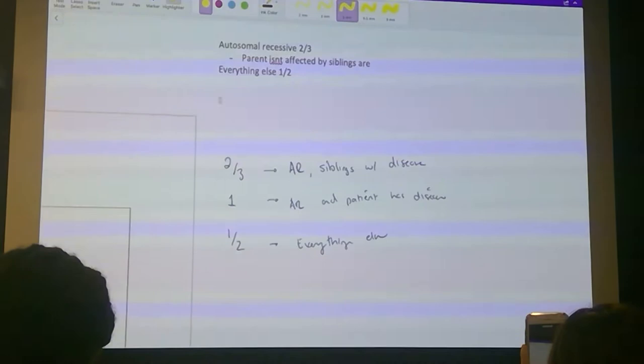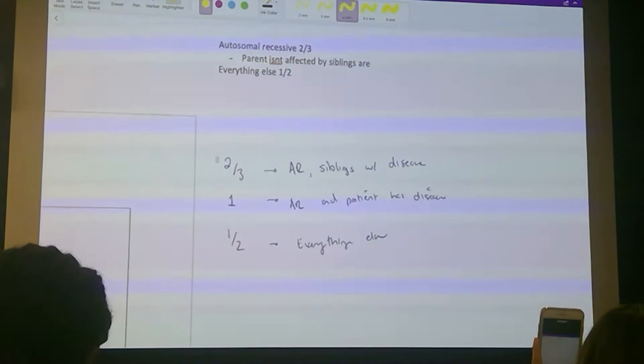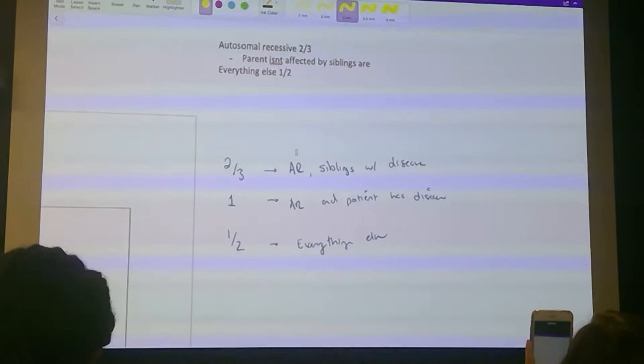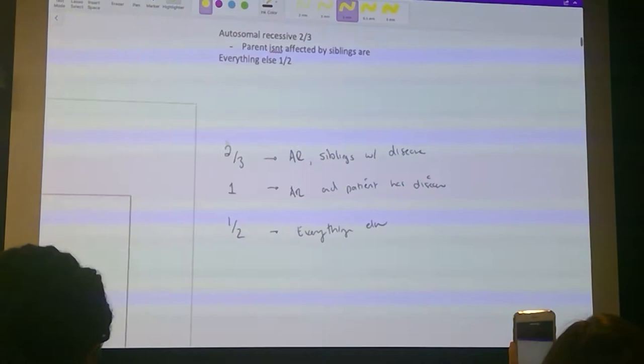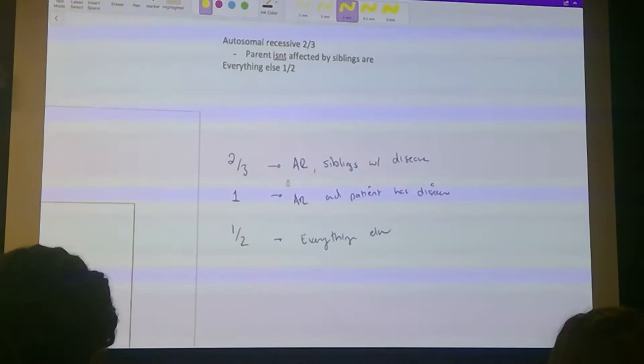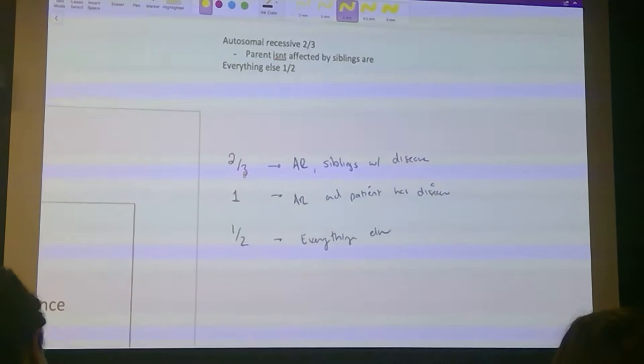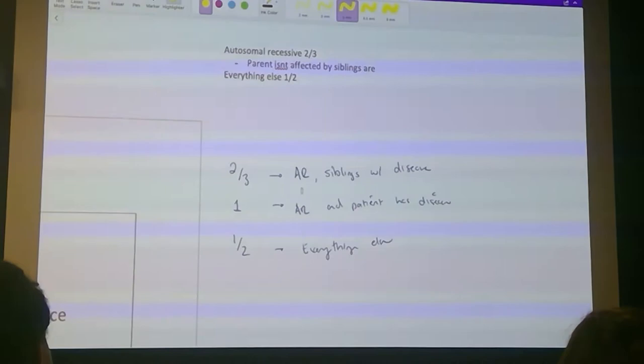Okay, so for the numbers that you start with: two-thirds, you only start with two-thirds when the disease is autosomal recessive, when the person you care about doesn't have the disease, but the siblings have the disease. That's the only time you start with two-thirds. And for one, it's when the person you care about has the disease and it's autosomal recessive. Then everything else will be one-half. So just focus on the special ones, two-thirds and one, then everything else is one-half.